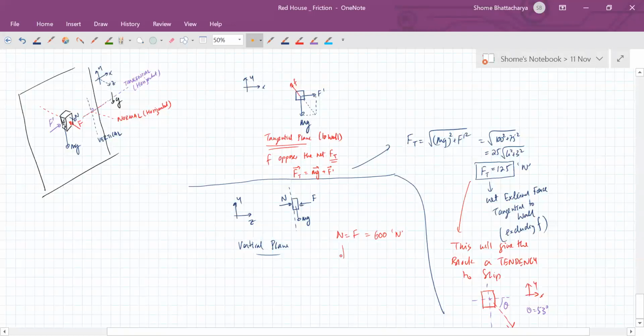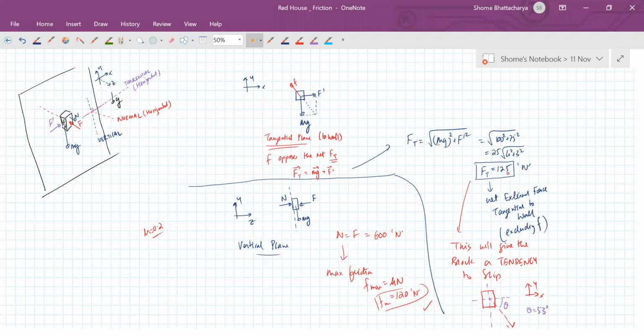So from this we can see that the maximum static friction available, or limiting friction available, is mu N, which is becoming 120 newtons because mu is 0.2. So now we compare these two and we see that this is only 120 and this one is 125. So the tangential force is dominating.